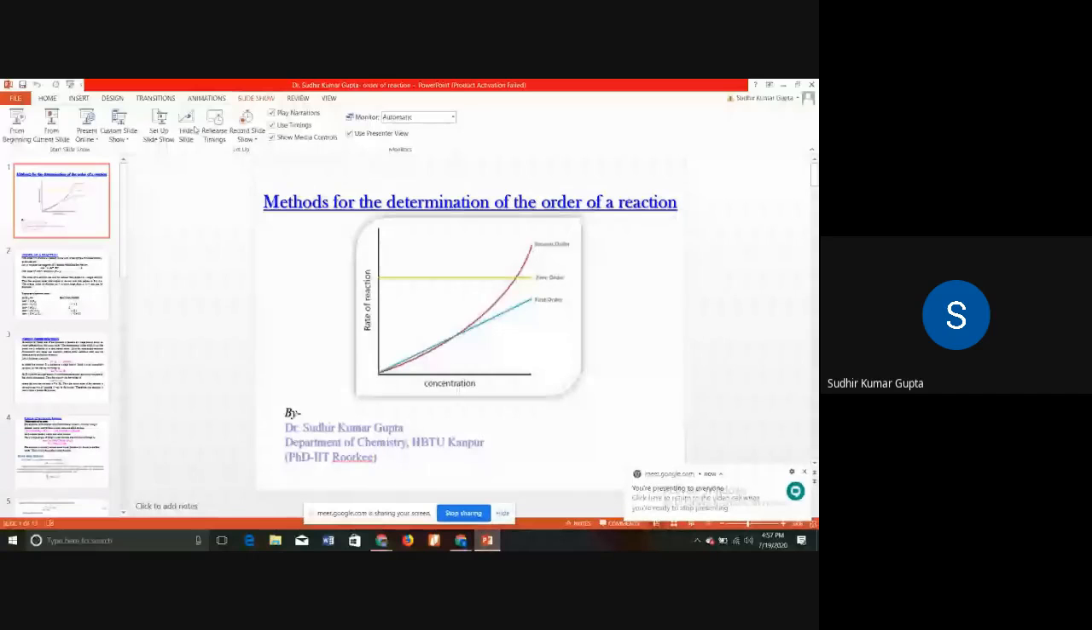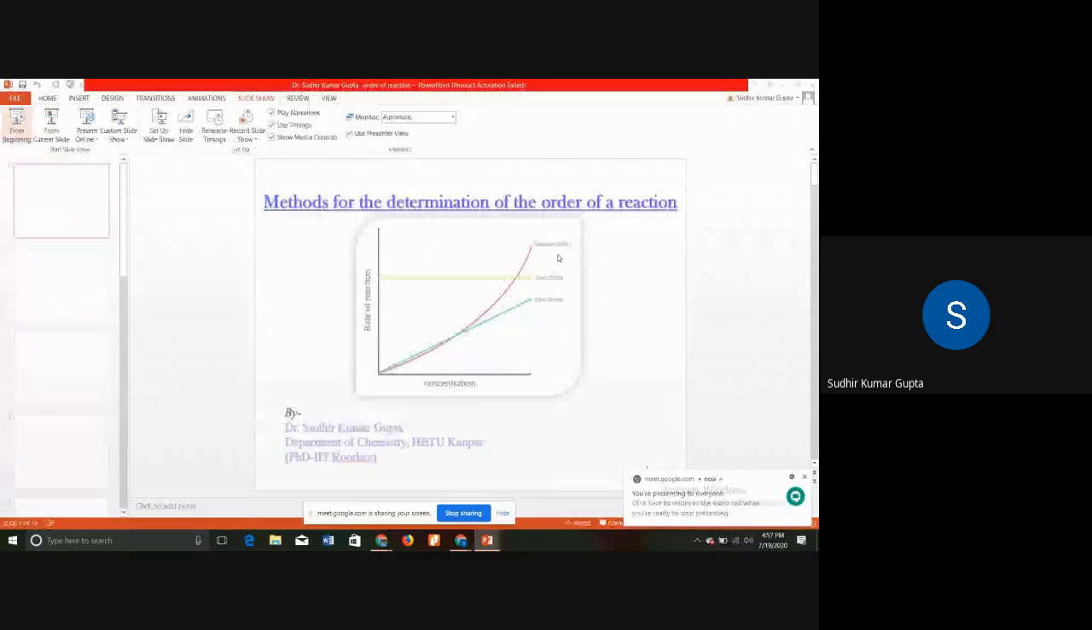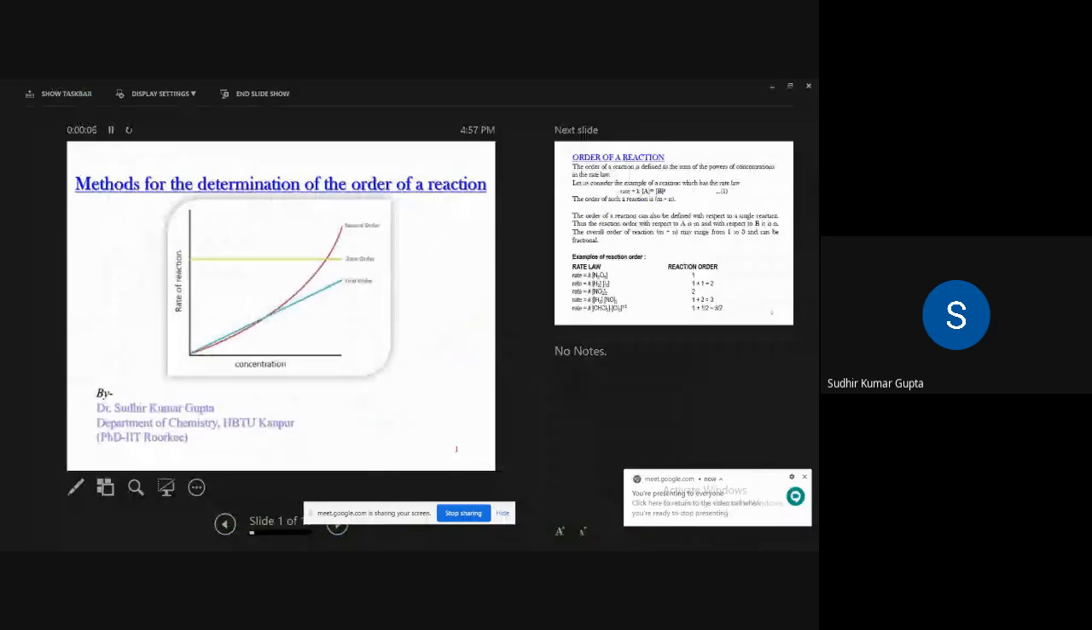Today we are going to discuss the methods for the determination of the order of reactions. In the previous class, we learned what the order of a reaction is and what the series of reactions are.